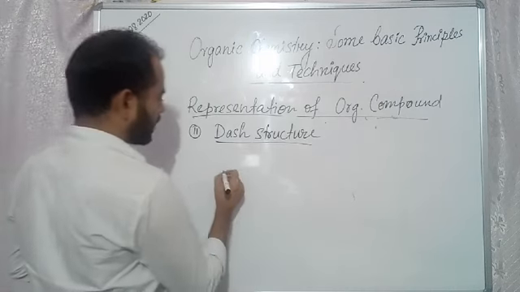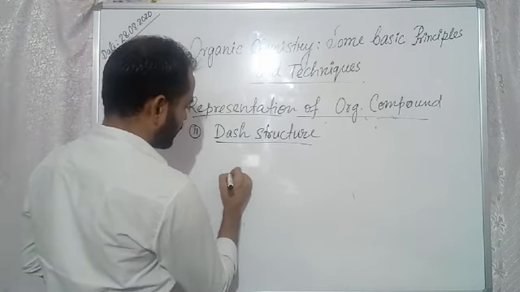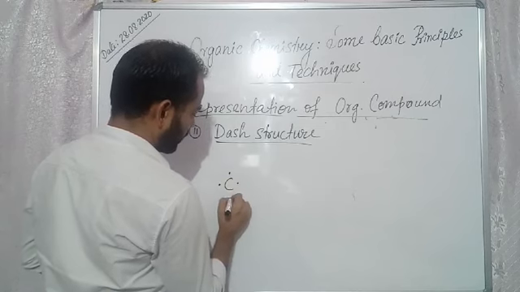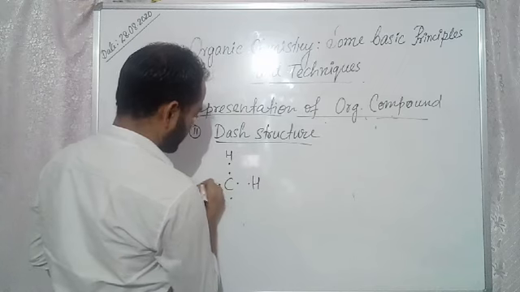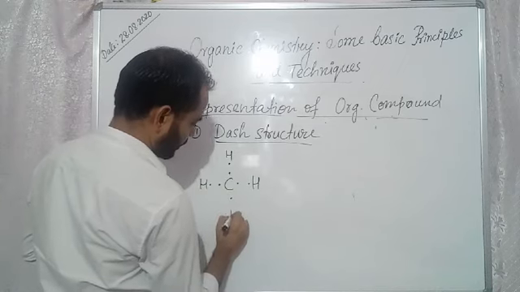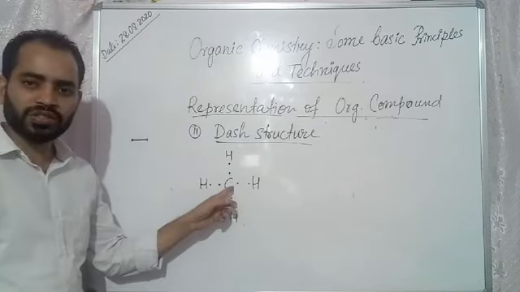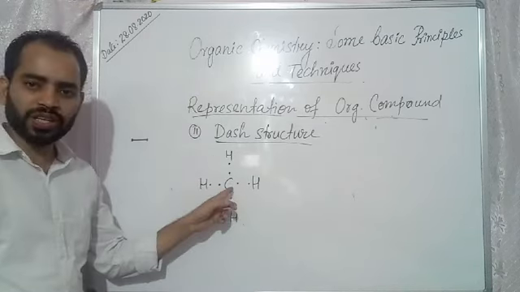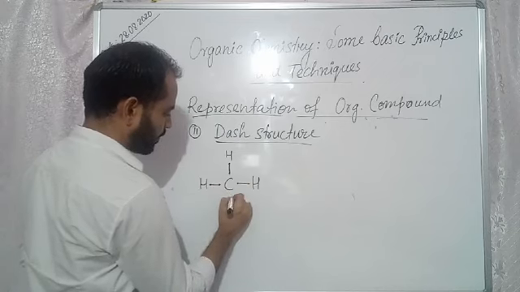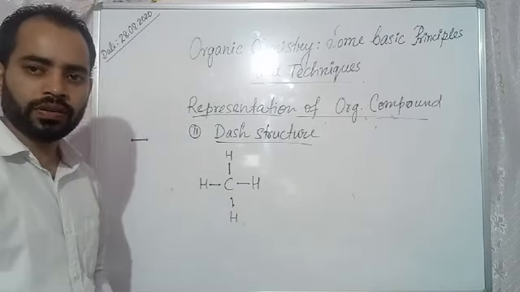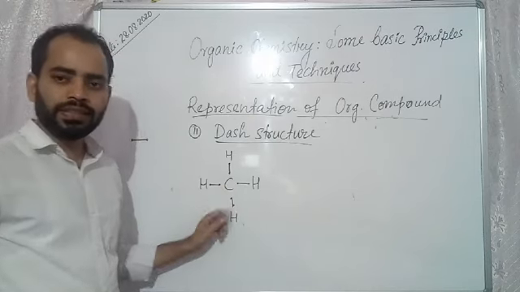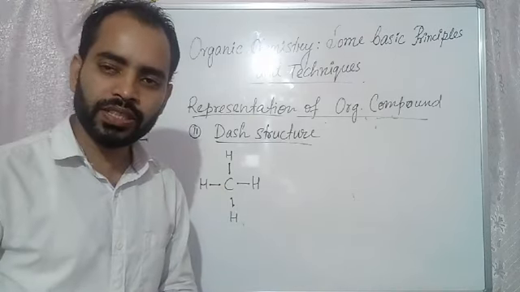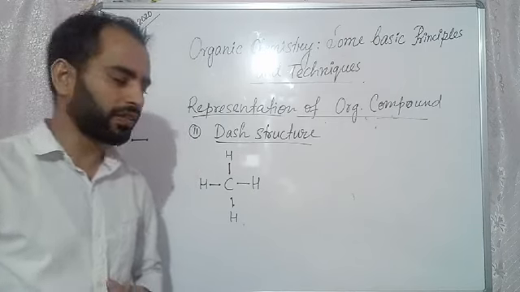Now, as we have written in case of methane molecule, the dot structure is like this. This is the dot structure, and if you join each pair of electrons, they form a bond. So dash, dash, dash, dash. This type of representation is called dash structure.